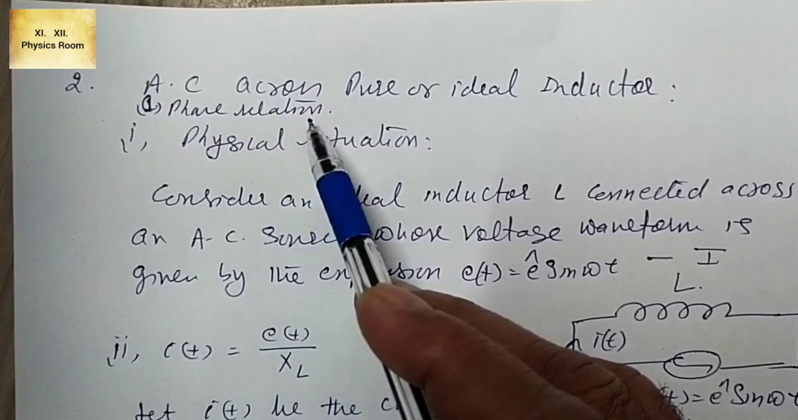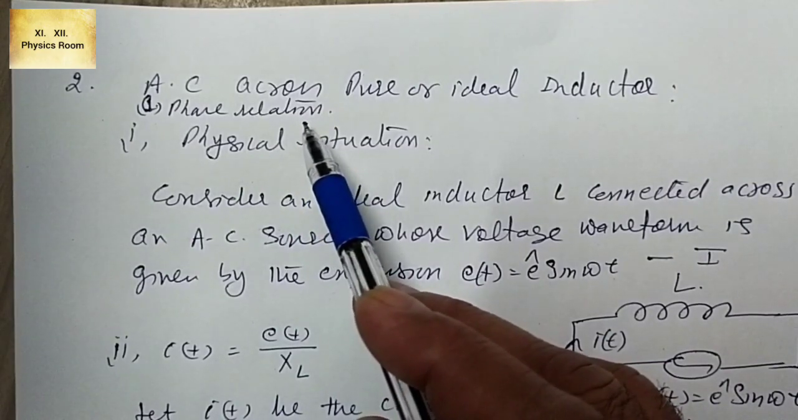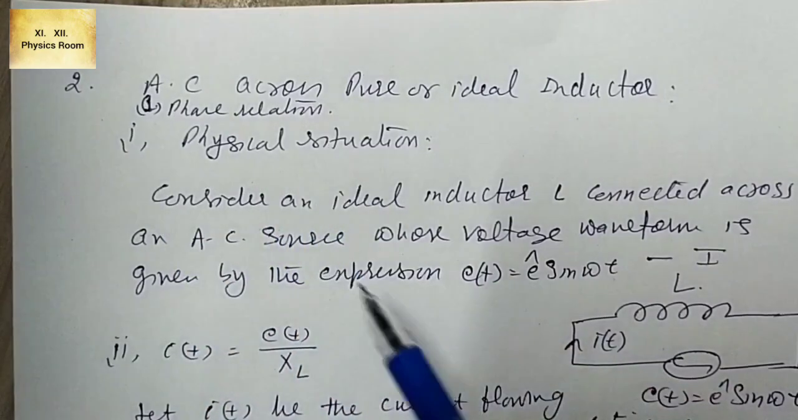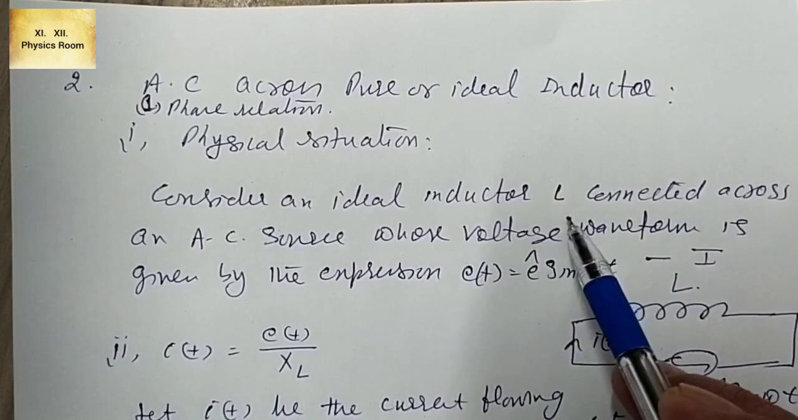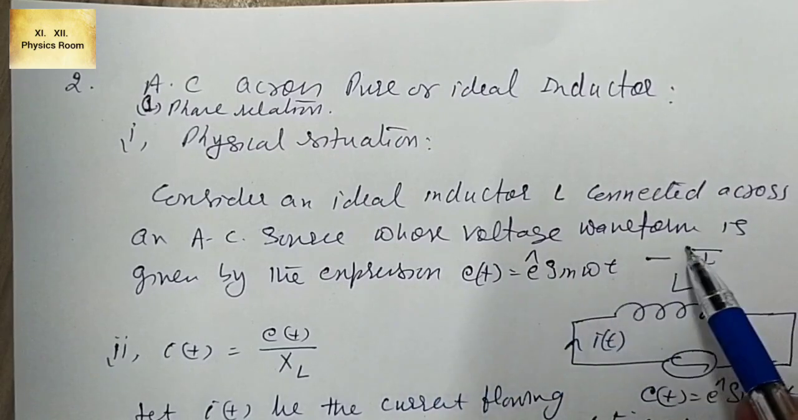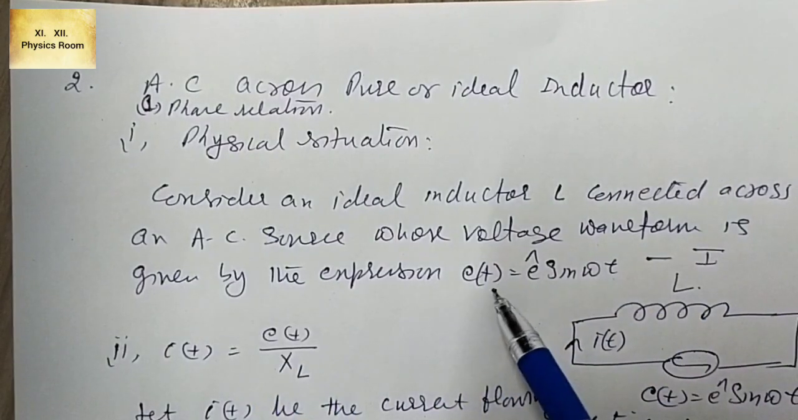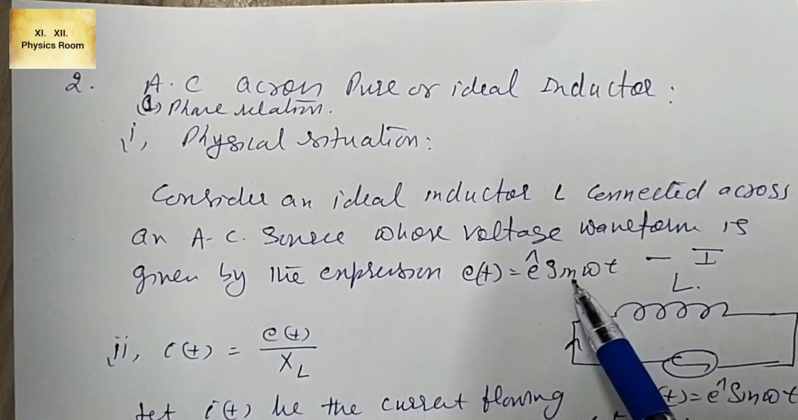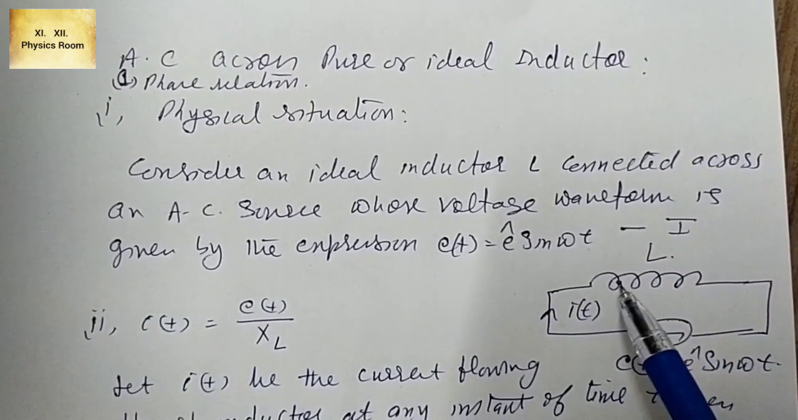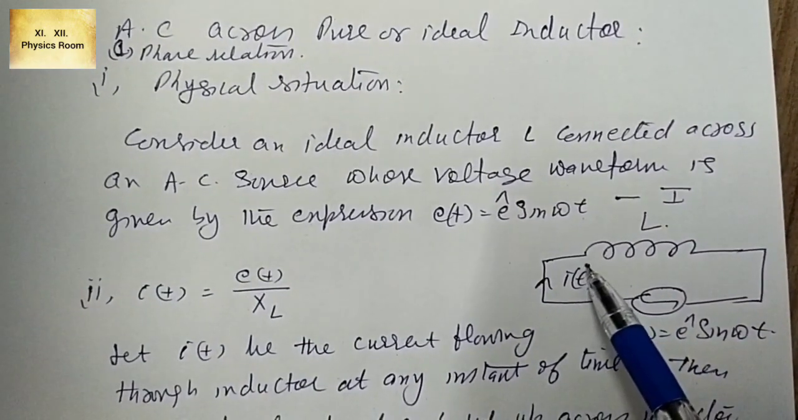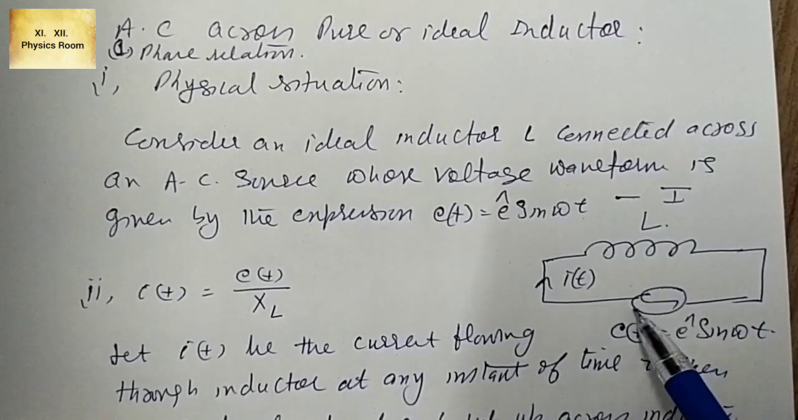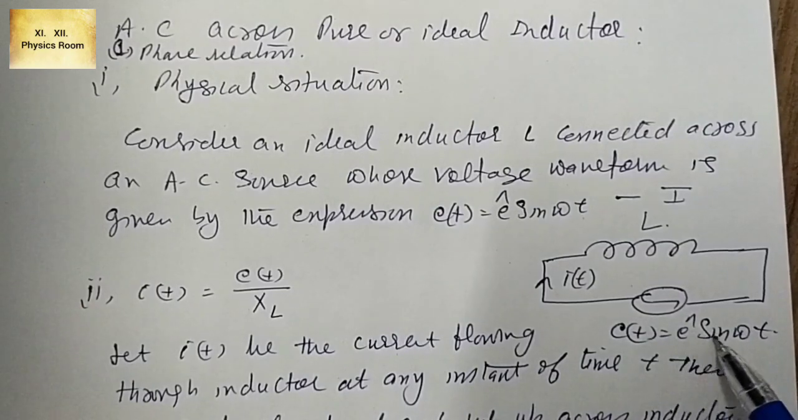So, out of the 5 steps, the first step is the physical situation. Consider an ideal inductor L connected across an AC source whose voltage waveform is given by the expression E(t) is equal to E max sine omega t. Let us mark it as equation 1. So here is the circuit: a pure inductor L connected to an AC source, E(t) is equal to E max sine omega t.